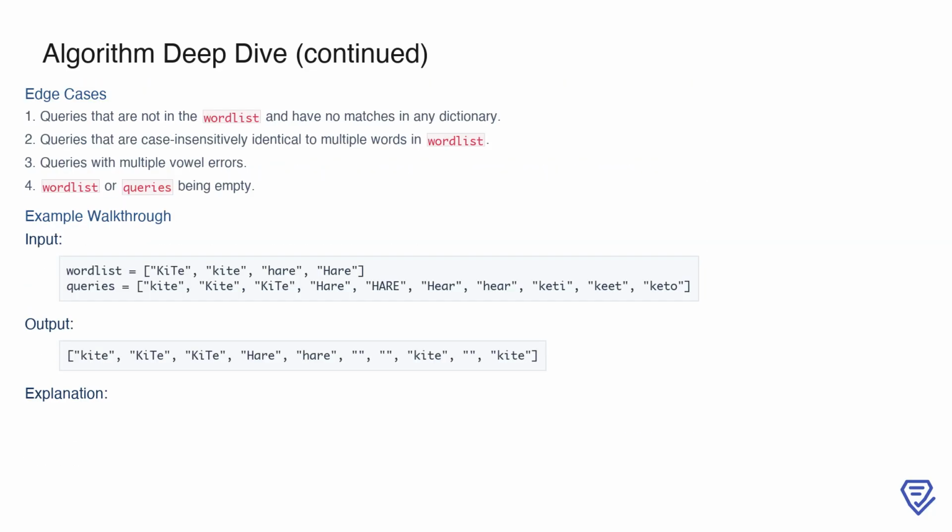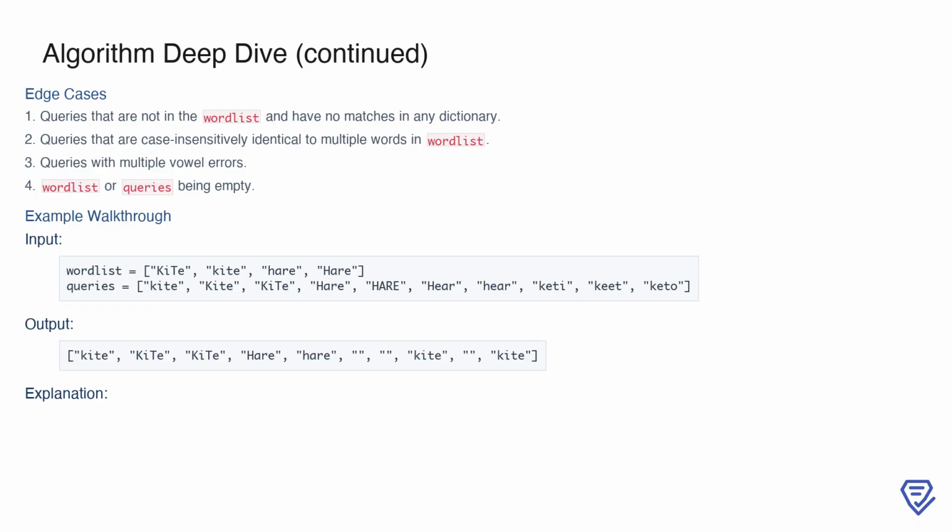When implementing this algorithm, it's important to consider edge cases to ensure robustness. For example, we need to handle queries that have no matches in the word list or in any of the dictionaries. Similarly, we should account for cases where multiple words in the word list are case-insensitively identical to the query. Our algorithm must consistently return the first occurrence. Queries with multiple vowel errors also need careful handling to ensure the vowel error dictionary functions as intended. Additionally, if the word list or queries are empty, the algorithm must handle this gracefully without errors.